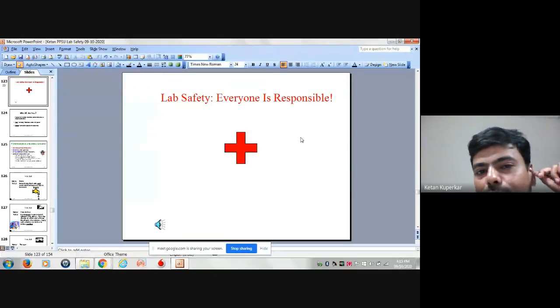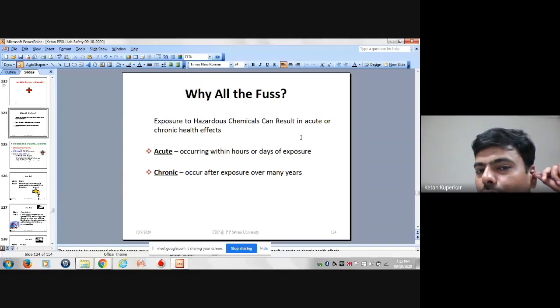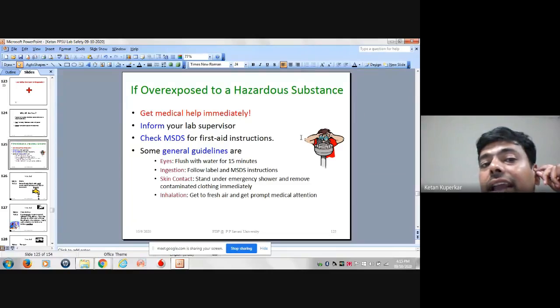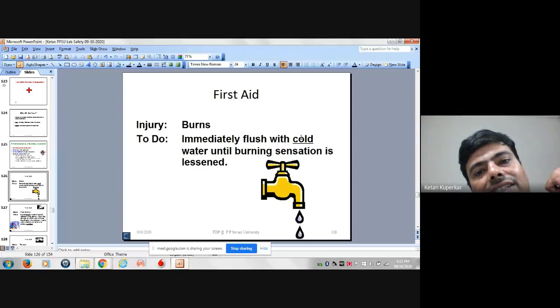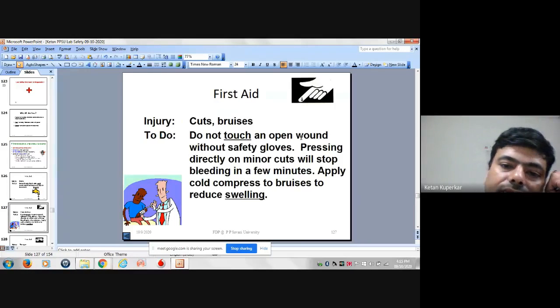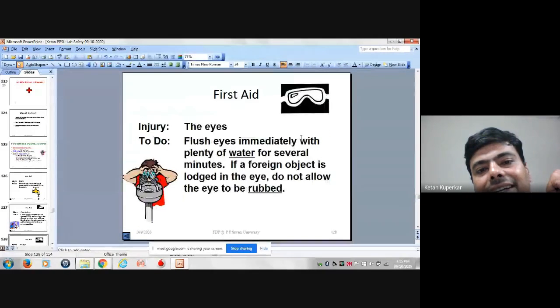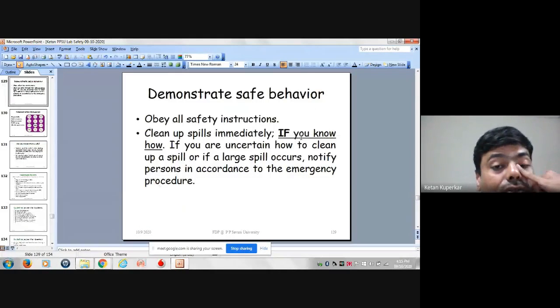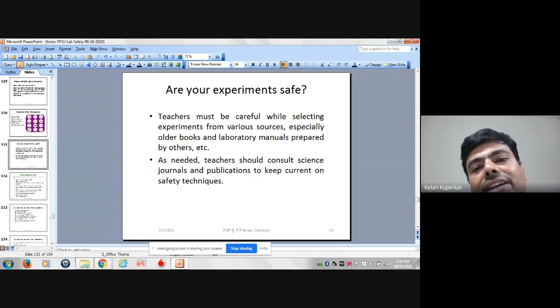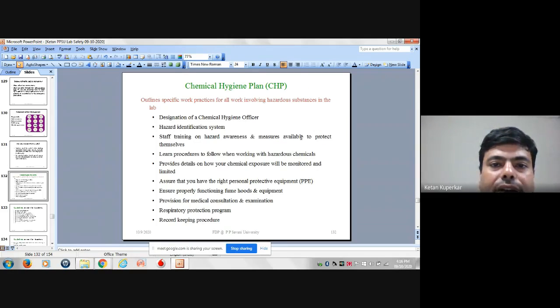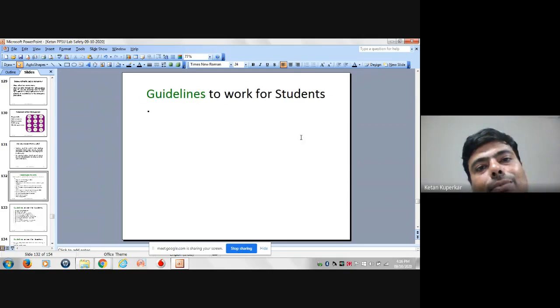Now, is everyone responsible for lab safety? Yes, because everyone has the right to protect themselves. Just in case you come across any burn injuries, you need to splash water. For cuts, you need to have a band-aid. For eyes, you need an eye splash. So this is how you are supposed to act. So, are your experiments safe? The teachers should define those experiments, considering the laboratory constraints, and everyone has to follow the chemical hygiene plan to obey laboratory safety.